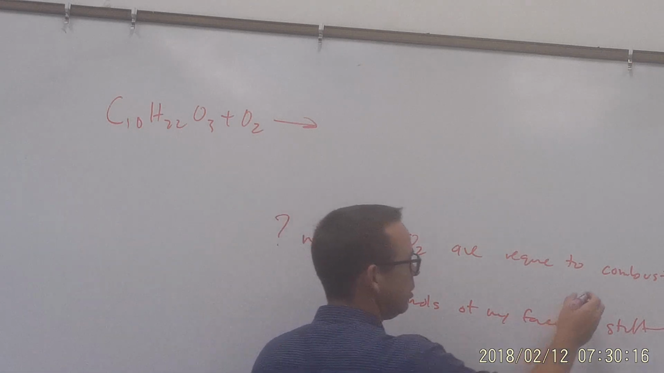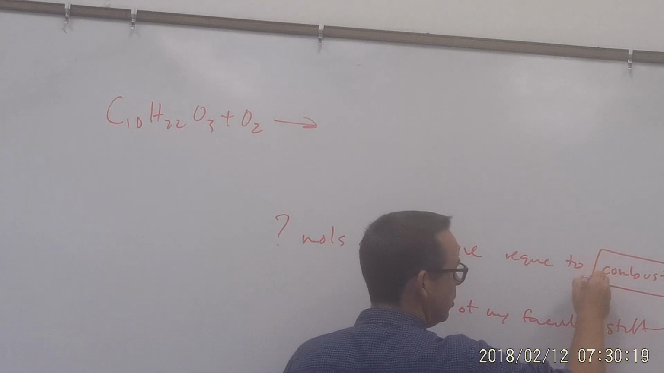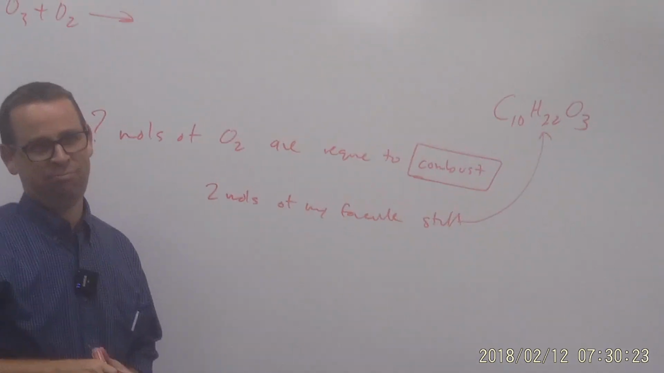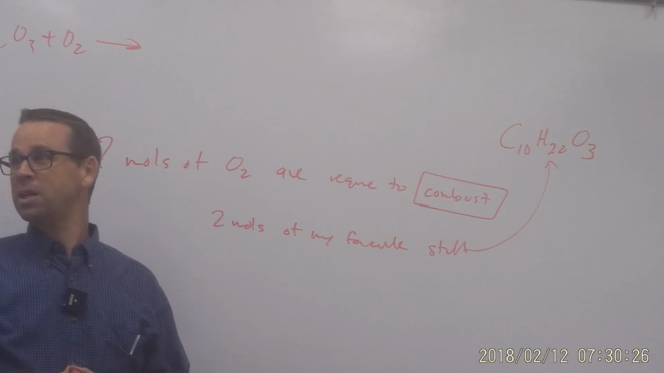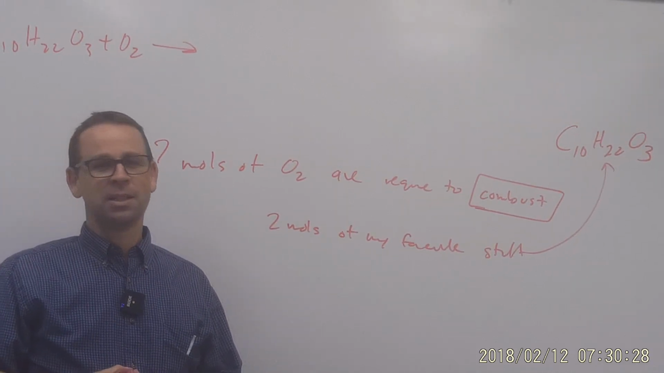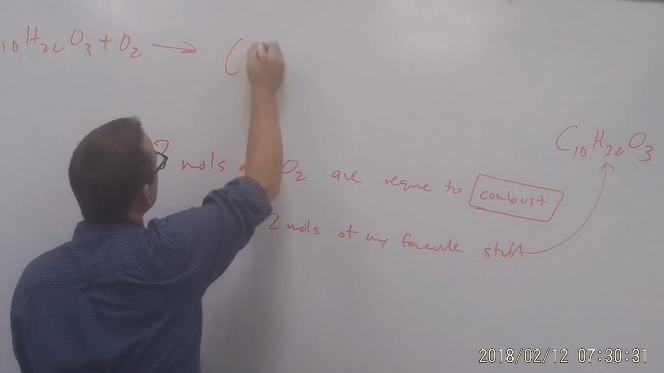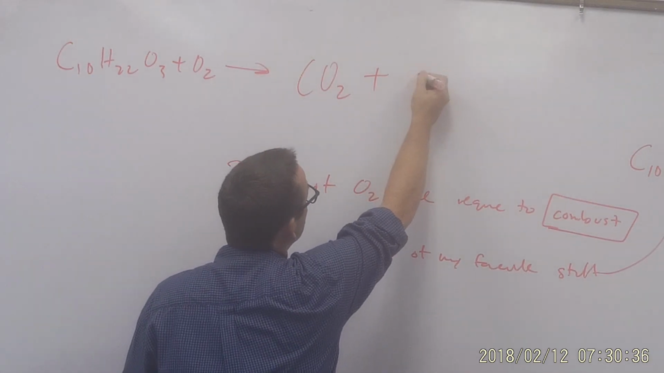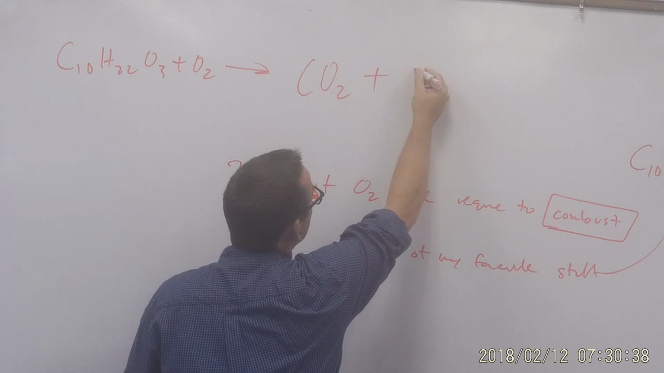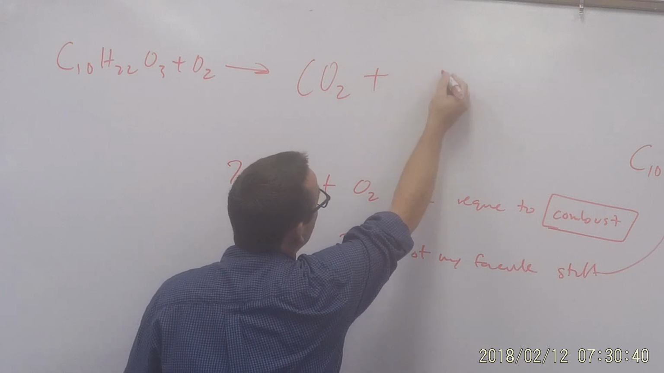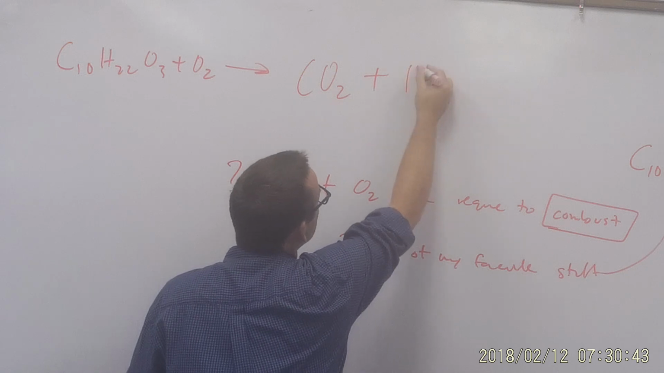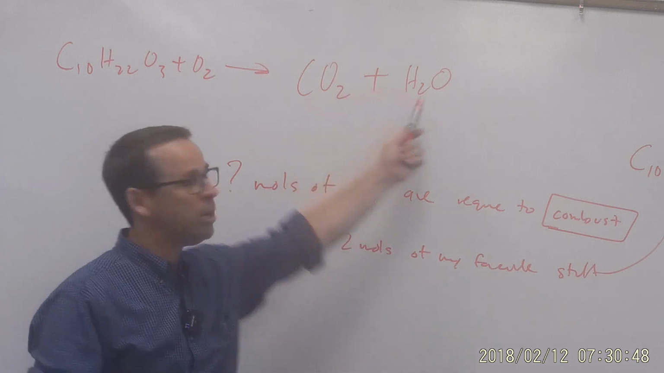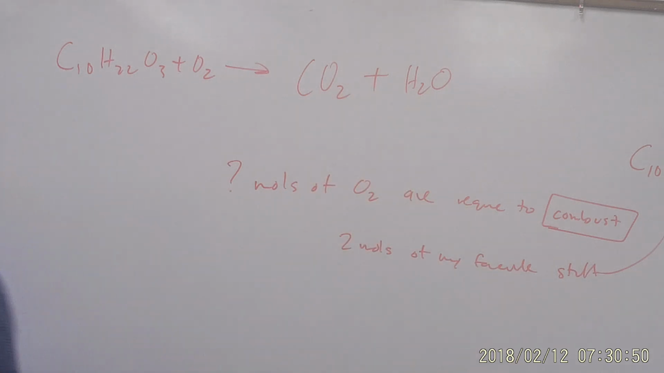Here's a fancy word: combust. What does that mean? Carbon dioxide. That's right. Carbon dioxide is one of the products. What's the other product? H2O, very good. Just came to you, right? So carbon dioxide and water are the products of our combustion reaction.